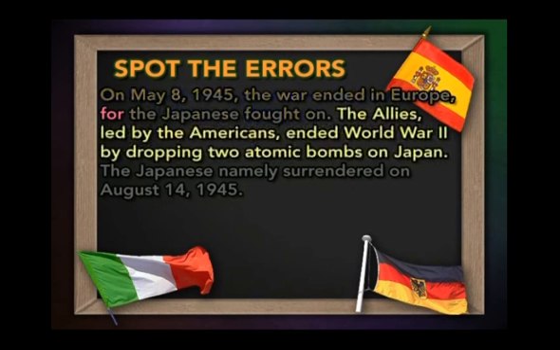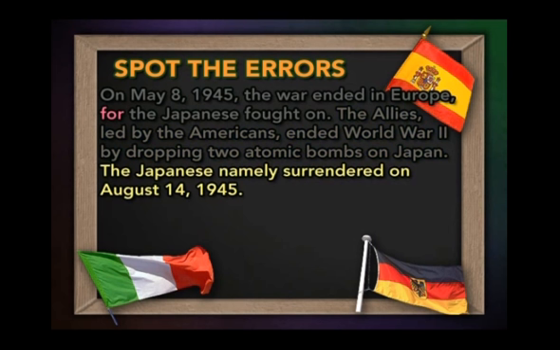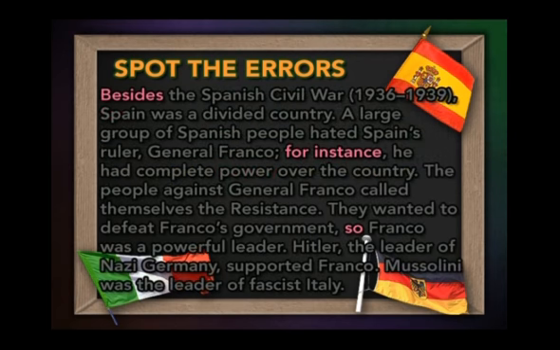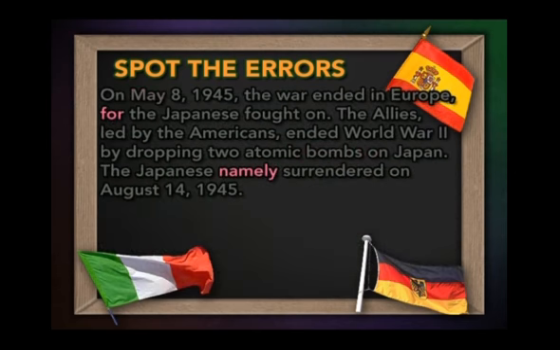The Allies, led by the Americans, ended World War II by dropping 2 atomic bombs on Japan. The Japanese namely surrendered on August 14, 1945. The namely has absolutely no logic there either. They namely surrendered means nothing. So now in this particular paragraph, I have for and namely. So my mistakes are besides, for instance, so, for, and namely.